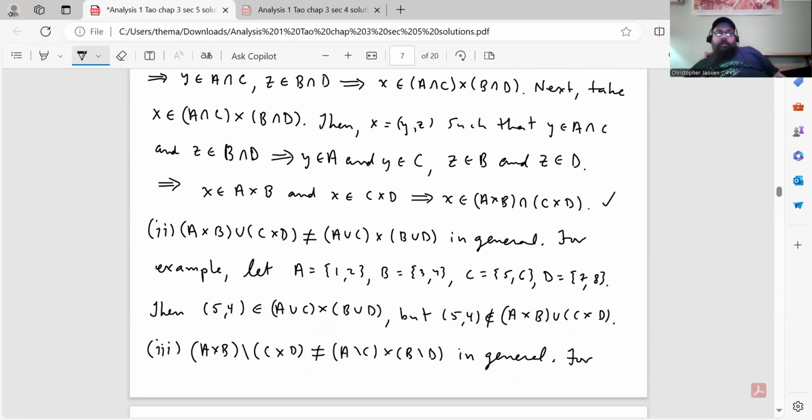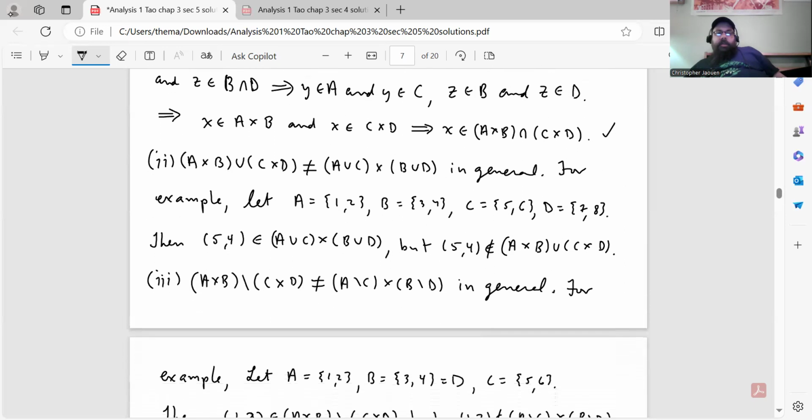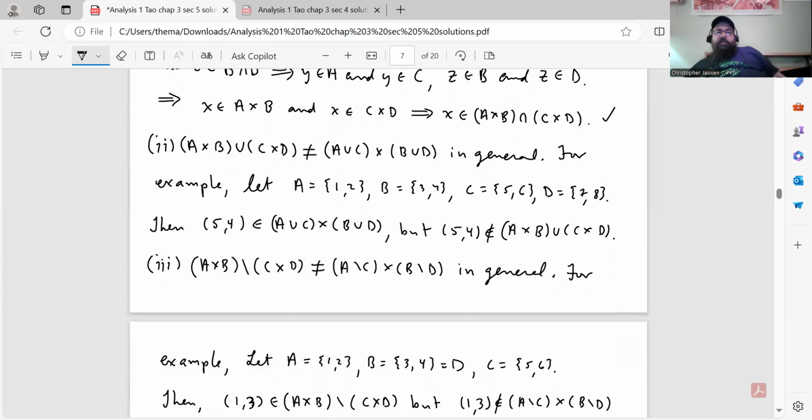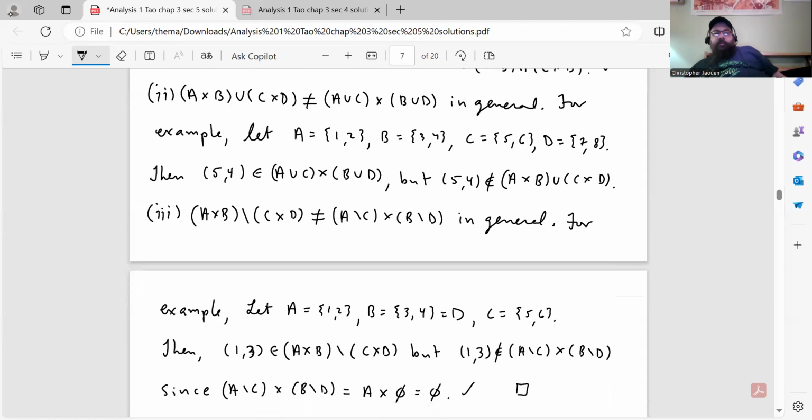But parts 2 and 3, I do want to mention. A times B union C times D is not in general equal to A union C times B union D. For example, if A is the set {1, 2}, B is the set {3, 4}, C is the set {5, 6}, and D is the set {7, 8}, then (5, 4) is an element of A union C times B union D, but (5, 4) is not an element of A times B union C times D. So that's a counterexample.